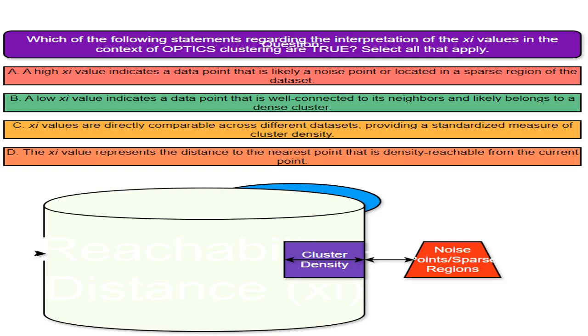This measures how far a data point is from its furthest neighbor that's still considered close enough. Think of it like this. Imagine you're at a party. Your reachability distance is how far away the furthest person is that you can still easily chat with, considering everyone in between is also close enough to have a conversation.